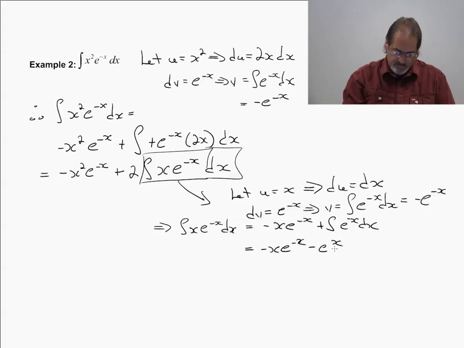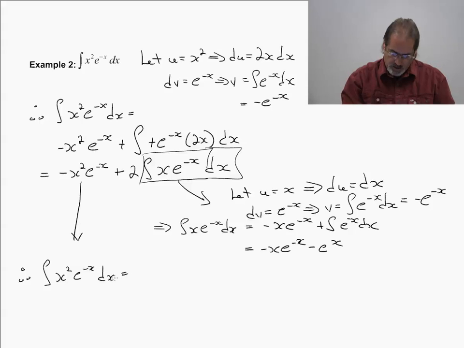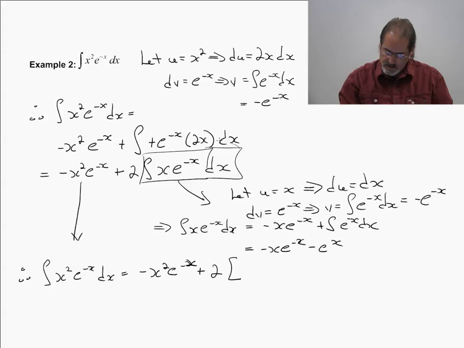I'm going to bring this straight down. And I'm going to say, therefore, my original integral of x squared e to the negative x dx is actually equal to, can't forget my 2, I'm going to have a negative x squared e to the negative x, plus 2 times this integral, which is a negative x e to the negative x minus e to the negative x, sorry about that.